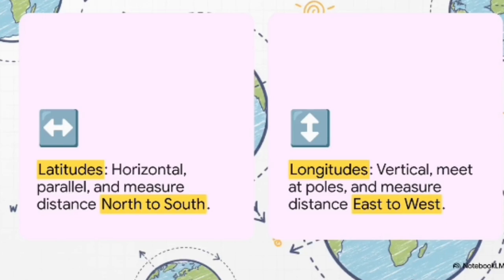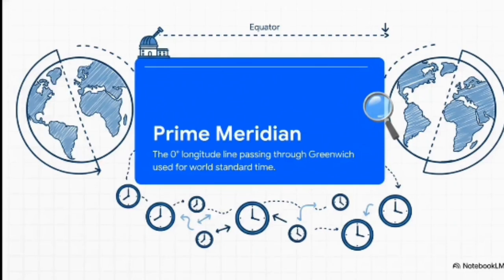Now, just like the equator is a starting line for latitudes, the longitudes need a starting point too, right? This is the prime meridian, sitting exactly at 0 degrees. It's an imaginary line, sure, but it's pinned to a very real place. It passes directly through the Royal Observatory in Greenwich, London. The word meridian actually means midday, and this specific line is the anchor point for setting the entire world's standard time.